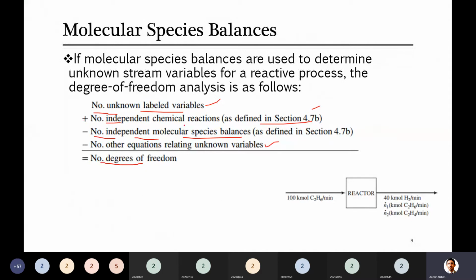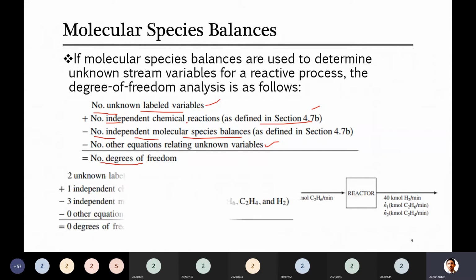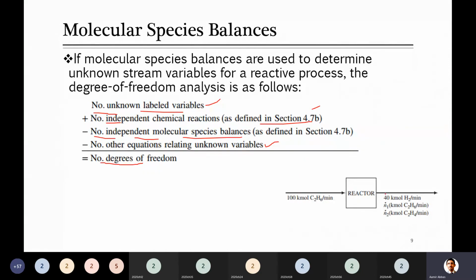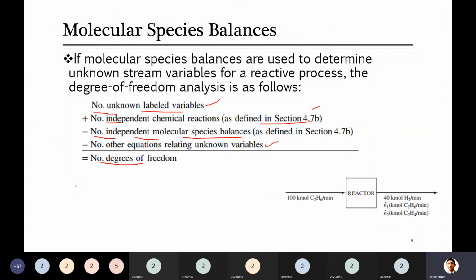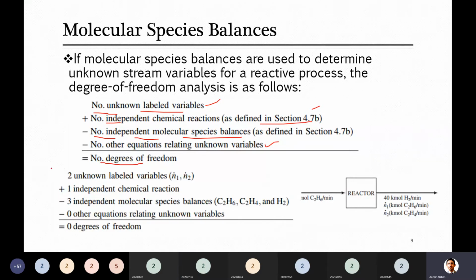So just remember, there is the number of independent chemical reactions, which you add, minus the number of independent molecular species balances, and this will give you the degree of freedom analysis for the molecular species balance system. Here, for the system in our example, ethane is entering and is being dehydrogenated. So let's apply this. How many unknowns do you have in this question? 2. There are 2 unknowns, the flow rates of C2H4 and C2H6.